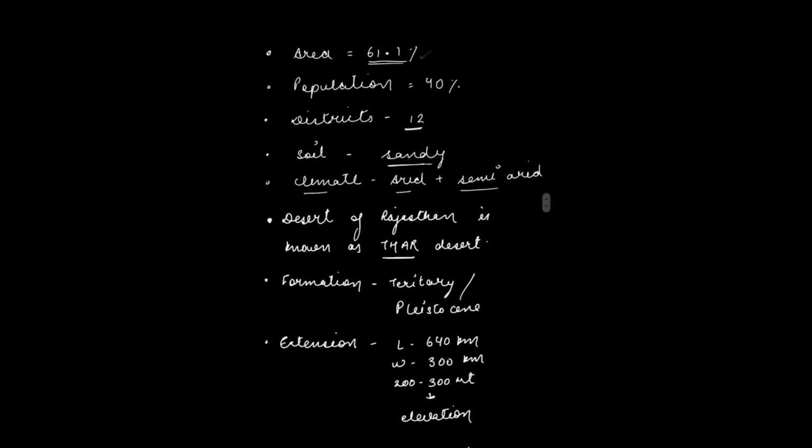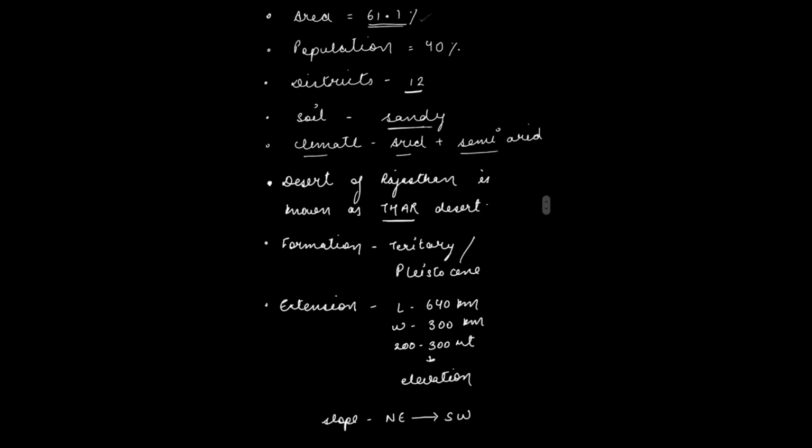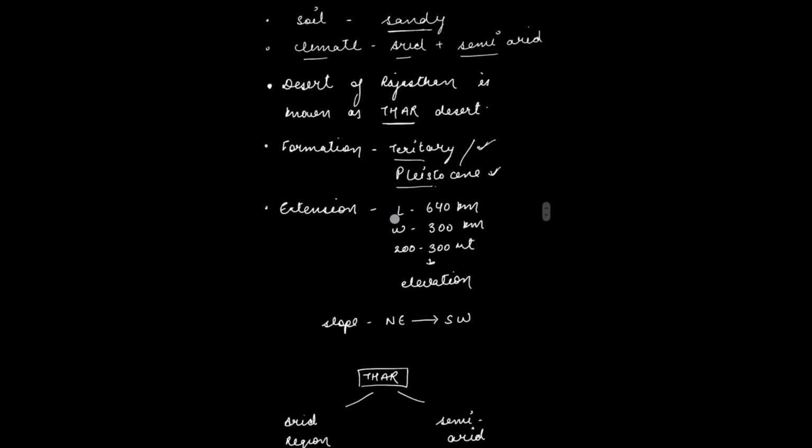So let's see. The desert of Rajasthan is known as Thar Desert. Means the desert which is present in Rajasthan is termed as Thar Desert. The time period of formation of desert is the tertiary period or the Pleistocene period. Meaning, during the Pleistocene period or during the tertiary time period, the desert was formed. Let's see the extension. The length of the desert is 640 km, while the width is 300 km, and the elevation we see is 200 to 300 meter.